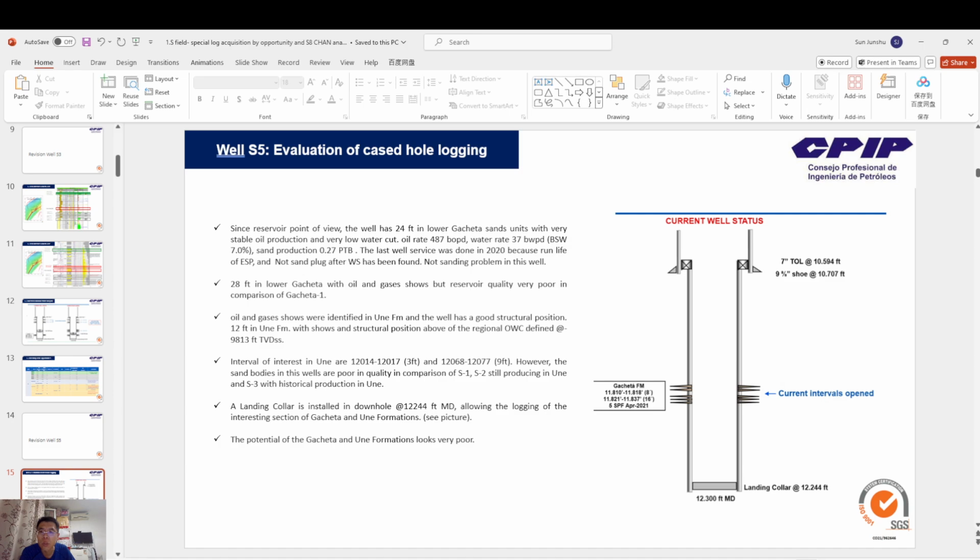A landing collar is installed downhole at 12,244 feet of MD, allowing the logging of the interesting section of Gajita and Uni formation. The potential of the Gajita and Uni formation looks very poor.